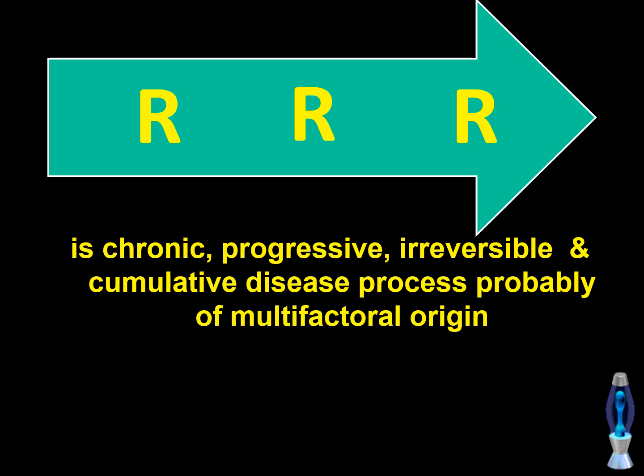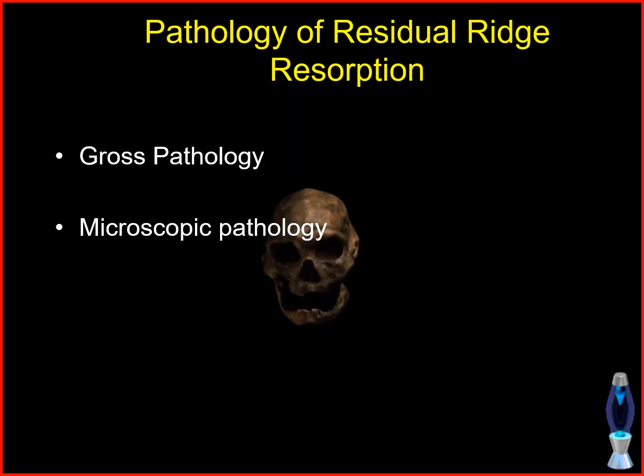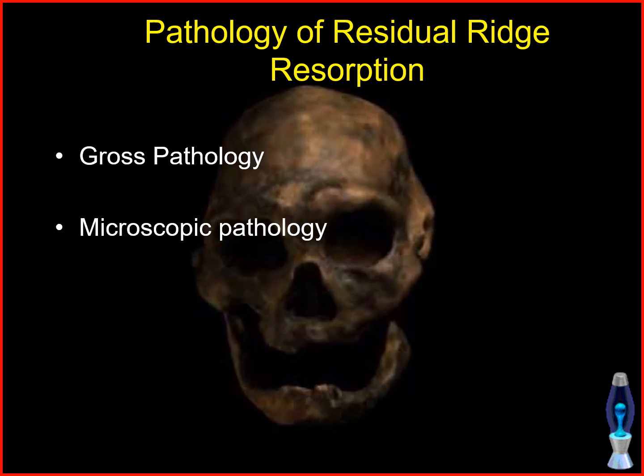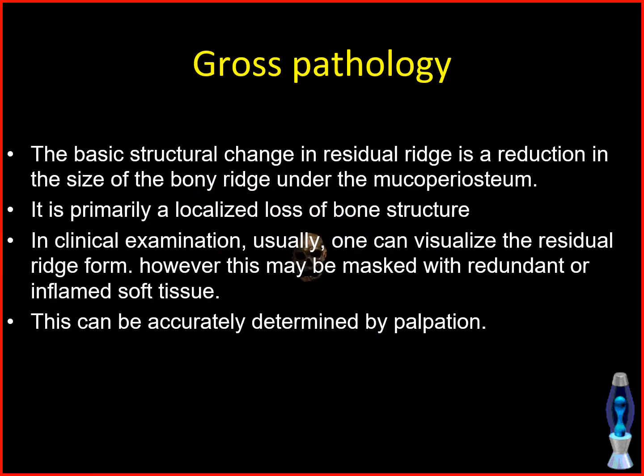RRR is a chronic, progressive, irreversible, and cumulative disease process, probably of multifactorial origin. Let's see the pathology for RRR. This pathology is divided into gross pathology and microscopic pathology. Let's see the gross pathology.